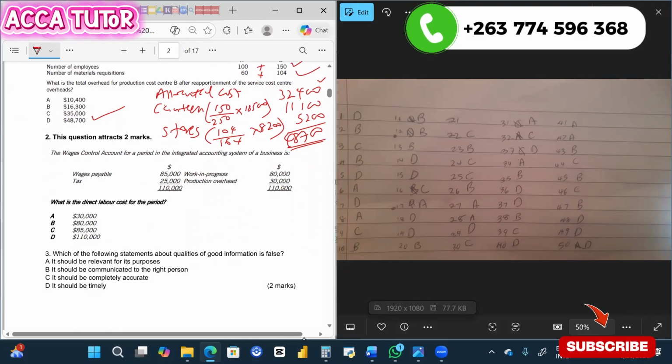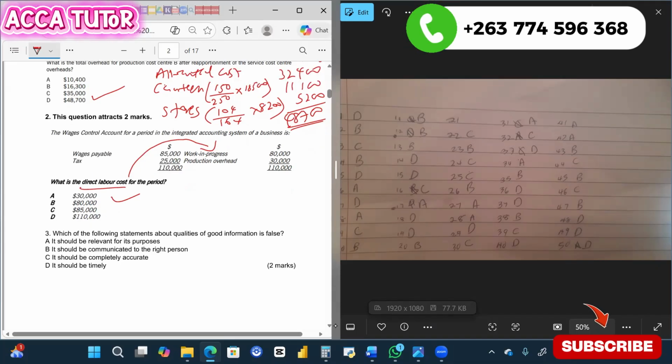This one we talked about, where we say that direct labor costs are explained, refer to the work in progress. I'm sure you still understand that double entry thing, right? Yes. So the answer there should be B. Did you get that? Yes, you got it. Answer is B there.